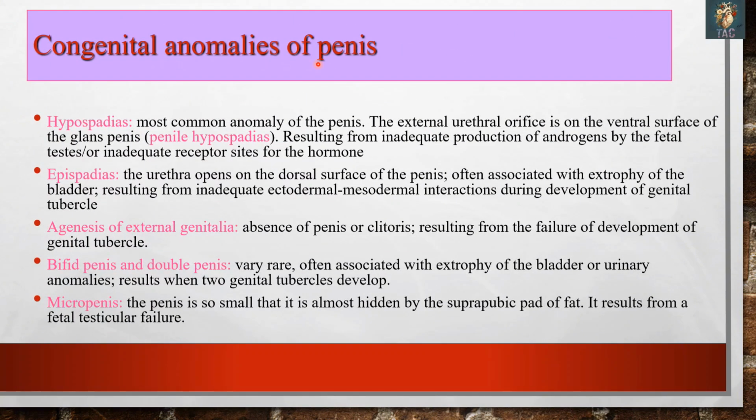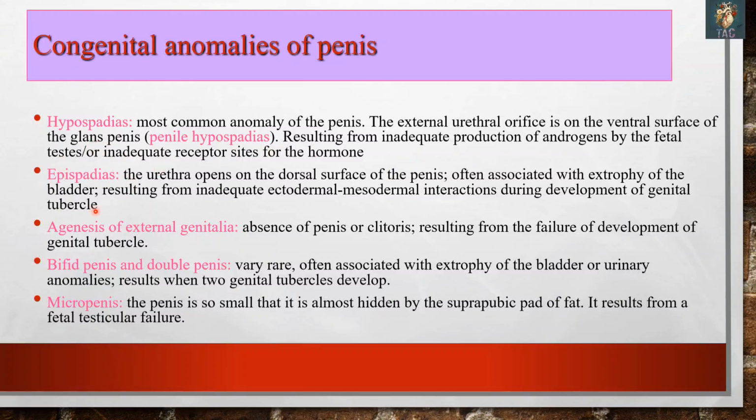Congenital anomalies of the penis: there may be hypospadias. Hypospadias is the most common anomaly, and in this condition the external urethral orifice is on the ventral surface of the glans penis. That is penile hypospadias. It results from inadequate production of androgen by the fetal testes or inadequate receptor sites for the hormone. So this is very important and is the commonest anomaly in males, that is hypospadias.